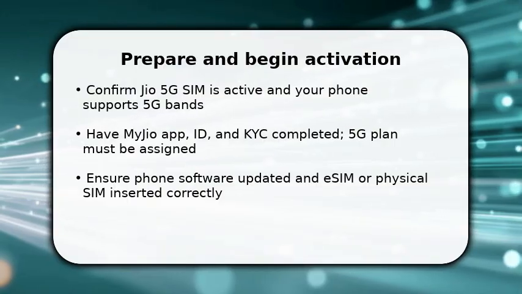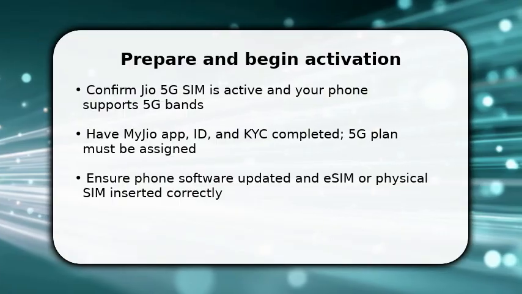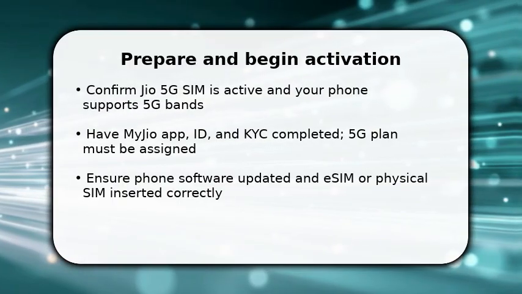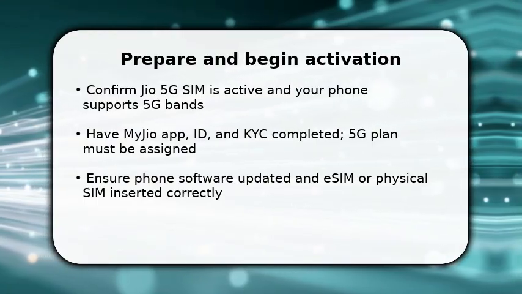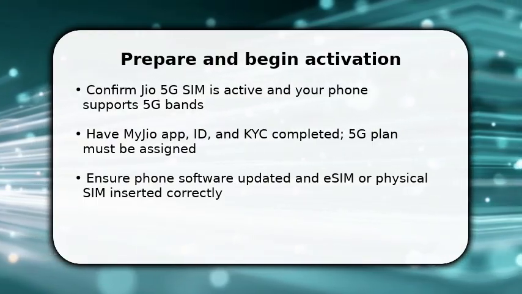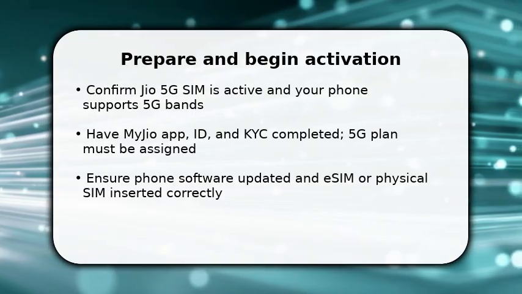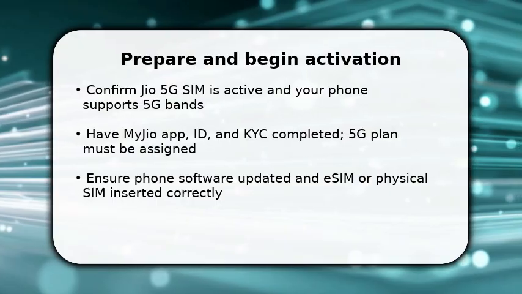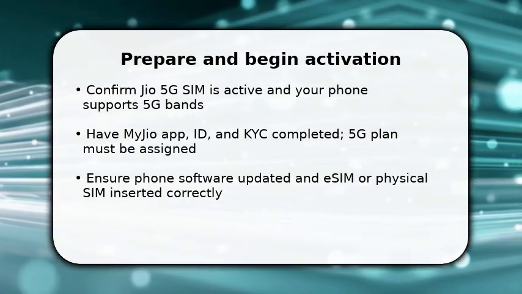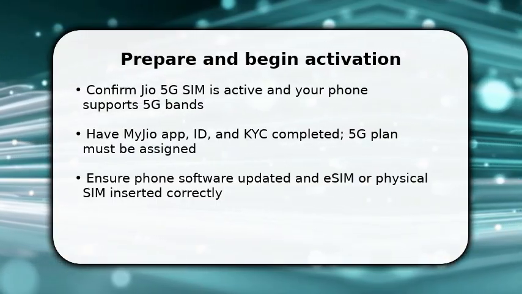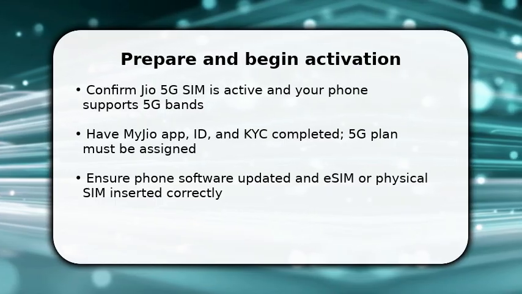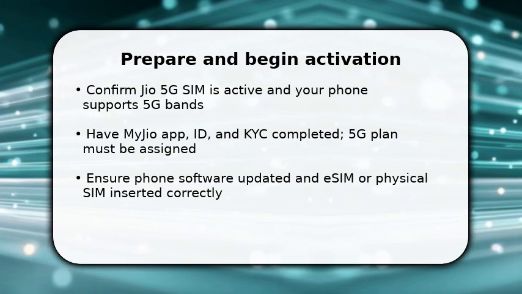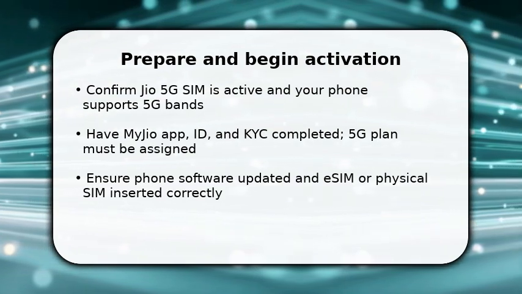You start by verifying essentials. Your Jio SIM is 5G enabled, and your handset supports the carrier's 5G bands. Once done, open the My Jio app and confirm your plan shows unlimited 5G, or ask customer care to apply it to your number. Make sure KYC and profile are complete. Then update your phone OS so the radio firmware is current, and physically insert the SIM or activate eSIM. This gets you ready to request a 5G network connection immediately.